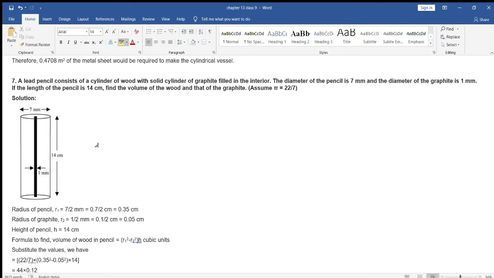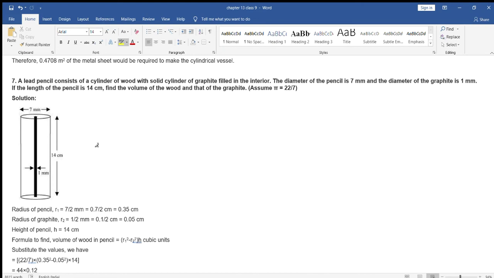Now what is given to us? Diameter of the pencil as well as the diameter of the graphite. See the diagram, it is very clear to you all. With the help of that particular diagram, the things are clear to you all. Length is also given to us. What we have to find out? Volume of the wood as well as the volume of the graphite.